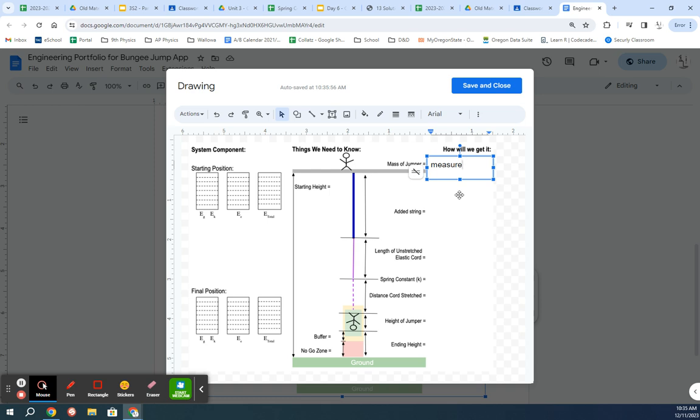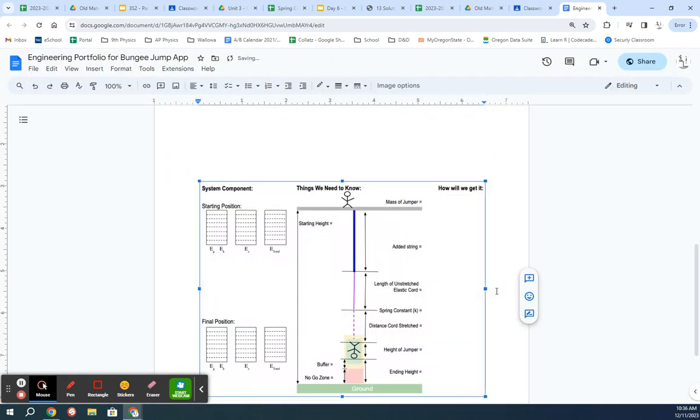Are we going to get the mass of the jumper? We're going to measure it, or we're going to ask the jumper. But we're probably just going to measure it because we don't always trust the jumper. So on and so forth.